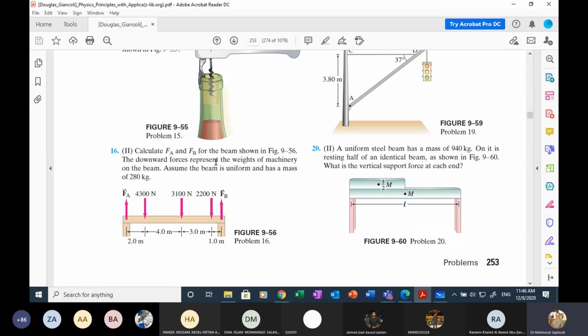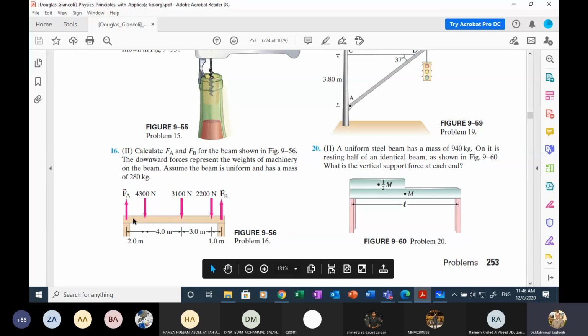The downward forces represent the weights of machinery on the beam, and these are the weights of machines. Assume the beam is uniform and has a mass of 280 kilograms. Now, he does not ignore the weight of the beam now, but he did not draw it either. So we need to draw the weight of the beam. Where should the weight of the beam act? Right in the middle. Where exactly? This is 2 meters, and 4, 6, 8, 10. So the full length of the beam is 10 meters. So where does its weight act? Right in the middle, here. It will be 5 meters to the left and 5 meters where? To the right. So you make a very simple diagram.